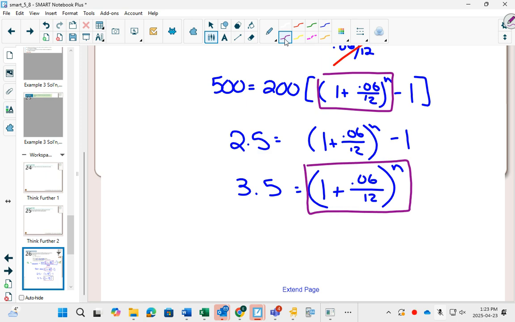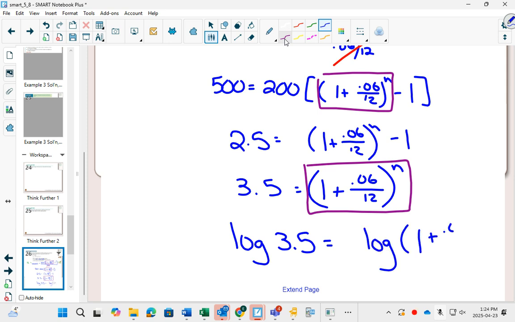Once you have it all by itself, now we can use our log laws and use the powerful thing of taking the log of both sides. If I take the log of this side, and I take the log of this side, can you see that that n that was there could come out in front?